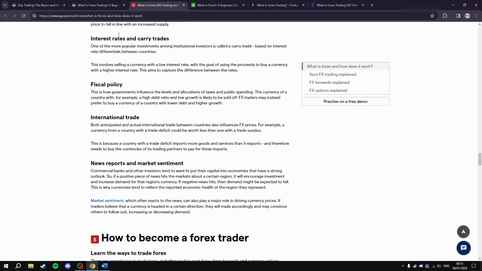Interest rates and carry trades. One of the more popular investments among institutional investors is called a carry trade, based on interest rate differentials between countries. So basically, if one country is offering a higher or lower interest than another country, this involves selling a currency with a low interest rate with a goal of using proceeds to buy a currency with a high interest rate. This aims to capture the difference in interest rates. Okay.